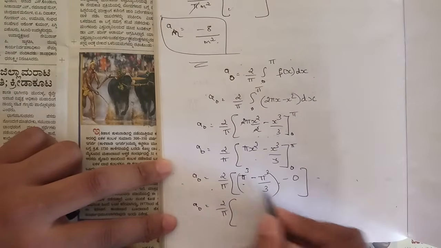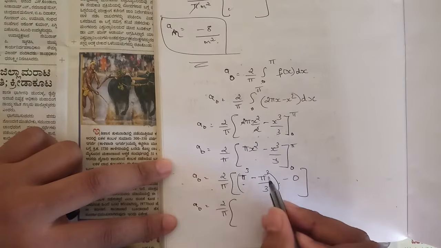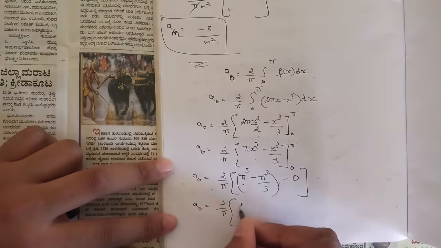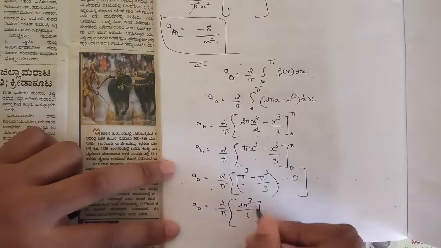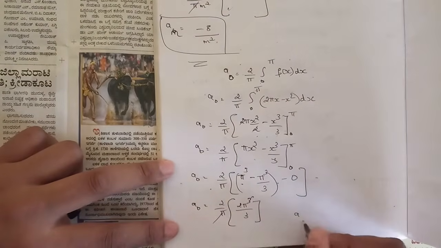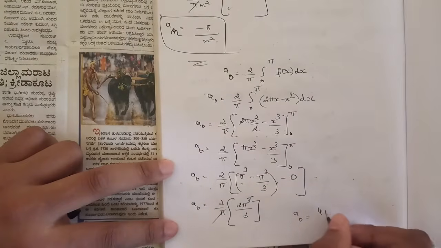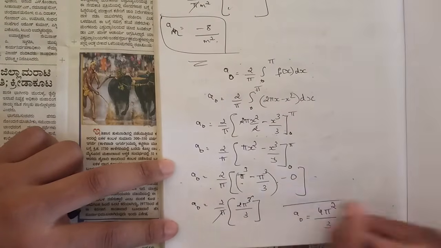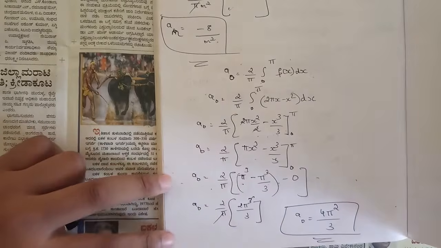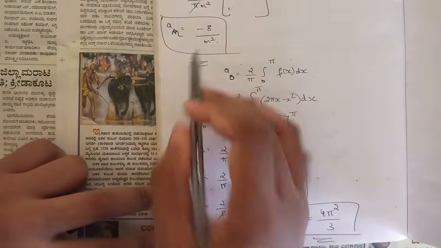3 pi cube, you have to cross multiply this. 3 pi cube minus pi cube by 3, that will give you 2 pi cube by 3. So we can cancel one pi term. So a naught equal to 4 pi square by 3. So now we have found the value of a naught as well as an.